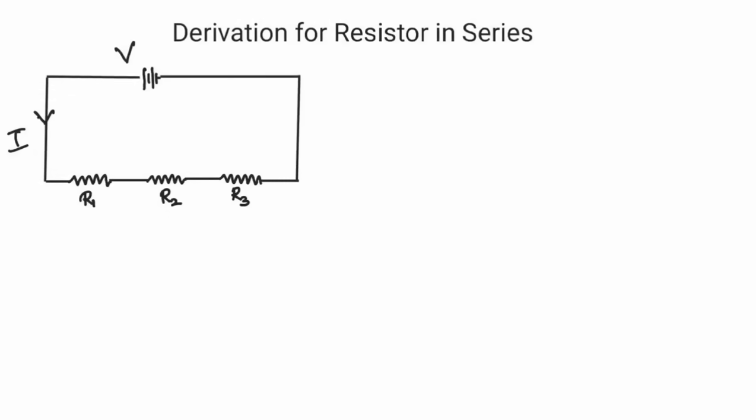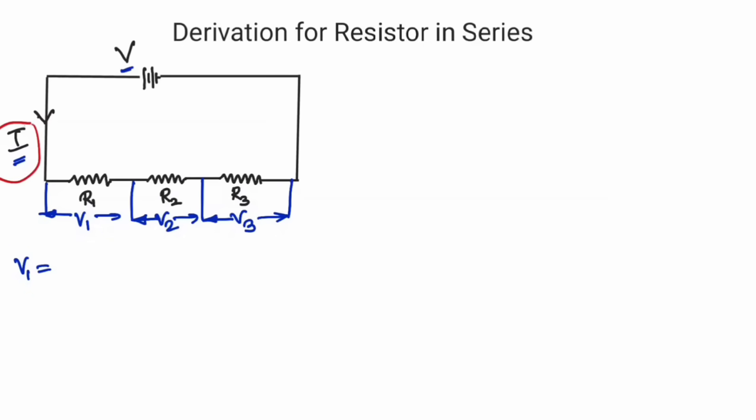So today's topic of discussion is to derive the equation for resistors in series. Let's say I have a circuit where V is my voltage and I is my current across the terminal. So in this circuit, V is the total voltage, I is the total current, and let's say the voltage drops across each resistor are V1, V2 and V3.